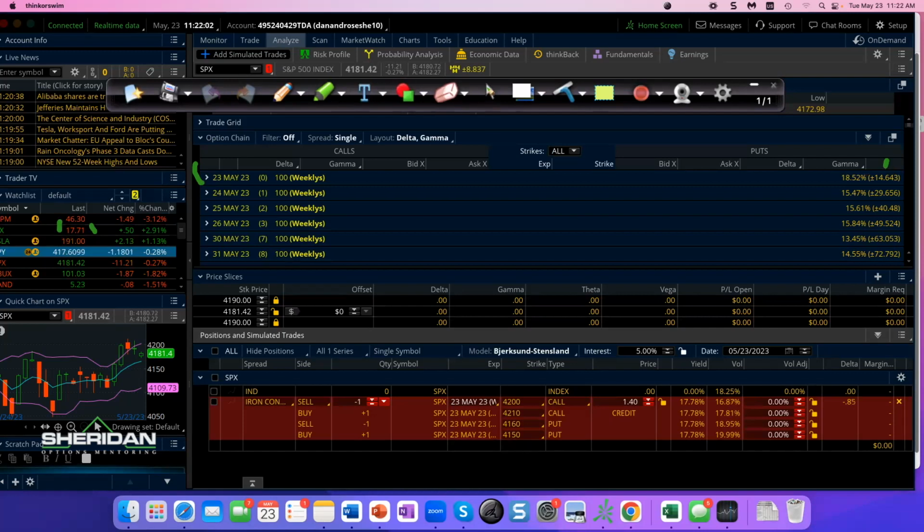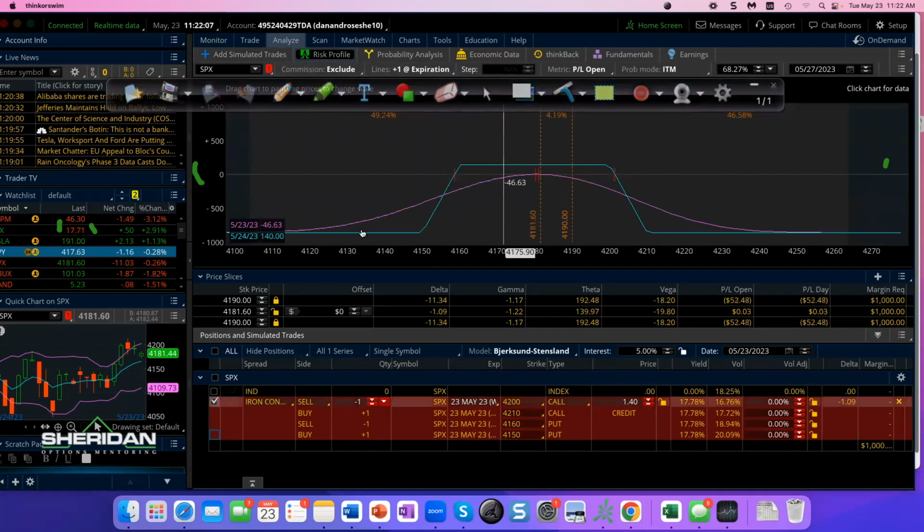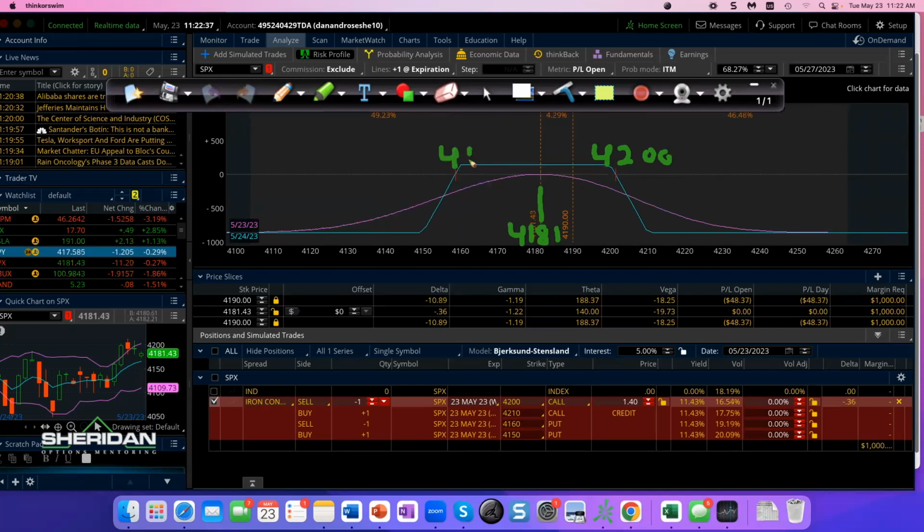Now, let's bring in a practical example. Here's an iron condor that expires at the end of the day today. If you look at this trade, we're currently around 4181, 20 points up. It's a little bit more than the expected move for the day. If I sell 20 points down, 4160, and I'm buying my 4150 puts as protection, 10 points away, and 4210, 10 points out of the money, and the call's there, you have a defined risk spread.